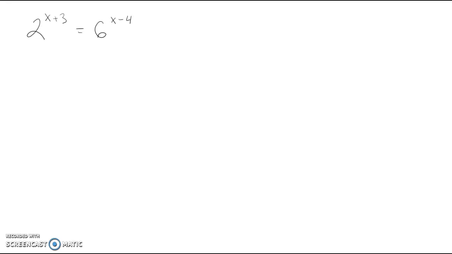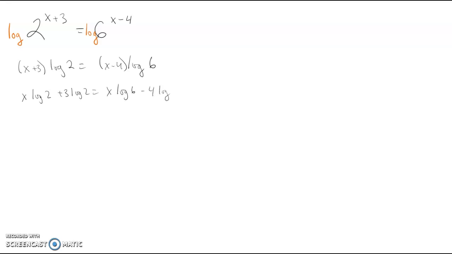Now, you don't have to just put logs. You can make it become a natural log. So it's up to you what you want to put in front. I'm going to stick with regular logs because that's what we might be used to. So I'm going to bring my x plus 3. Again, I'm going to use parentheses to be in front of what is being multiplied. I'm going to distribute. So this becomes x log of 2 plus 3 log of 2, x log of 6 minus 4 log of 6.